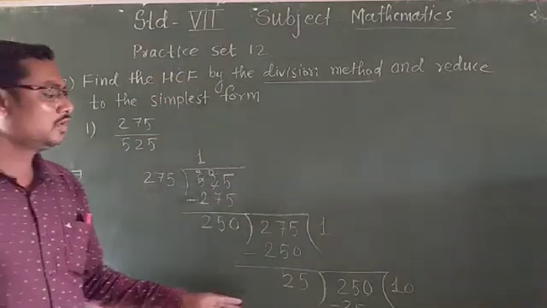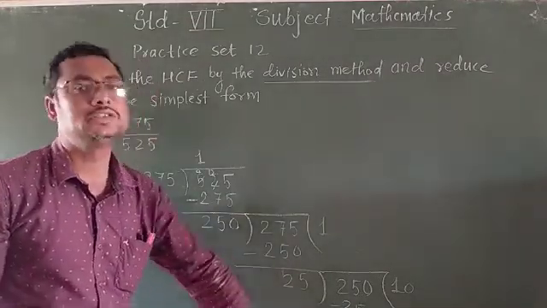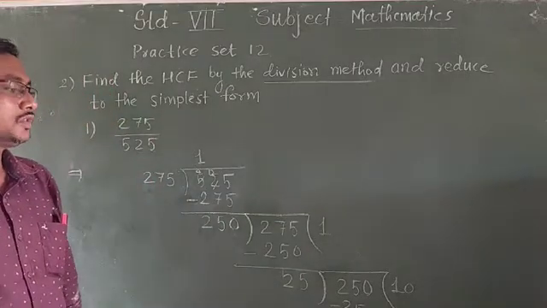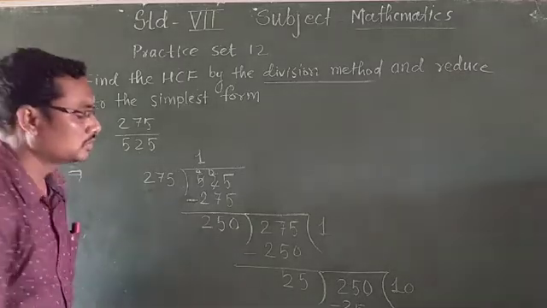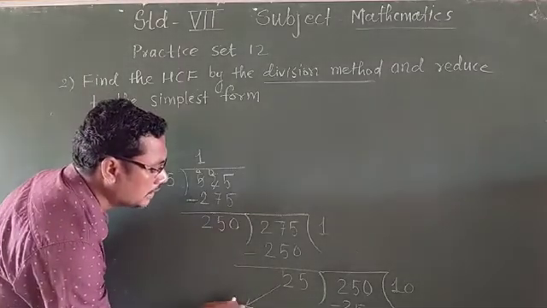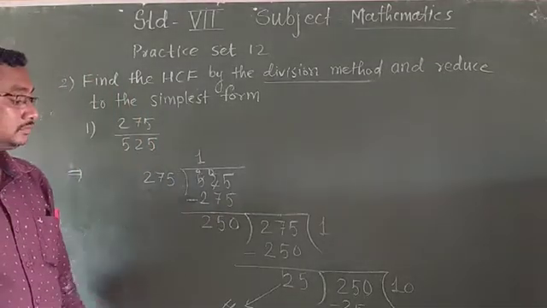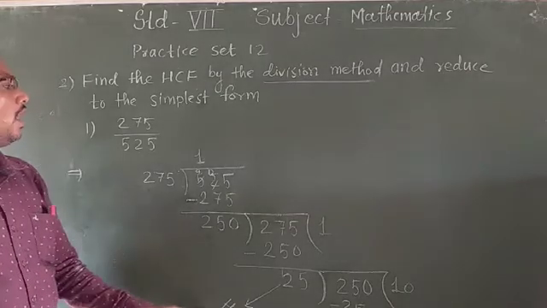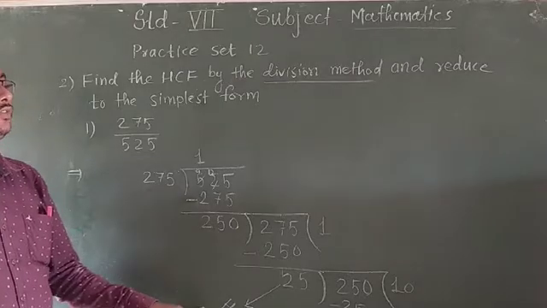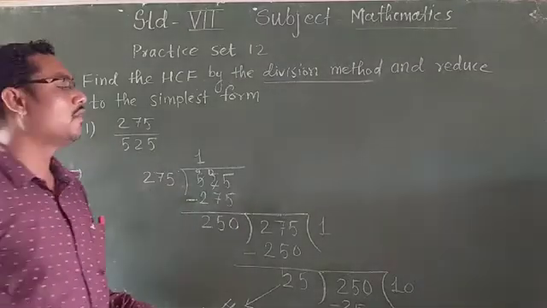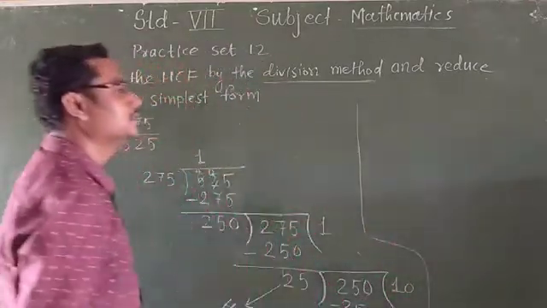So we have to follow this step until the remainder is 0. The divisor by which the remainder becomes 0 is the HCF. So the HCF of 275 and 525 is 25. Now we have to write the ratio in the simplest form.